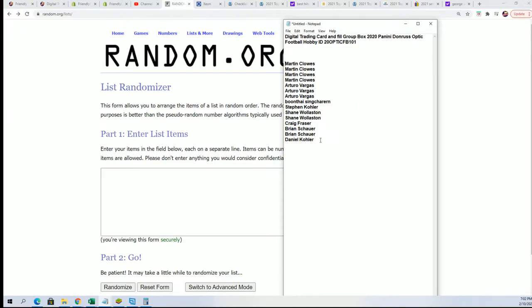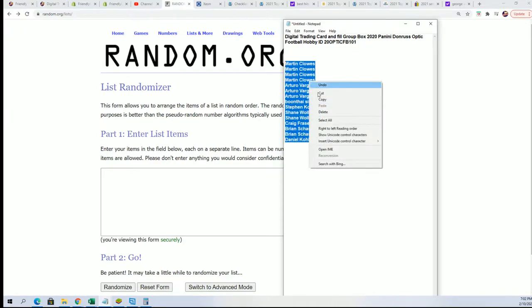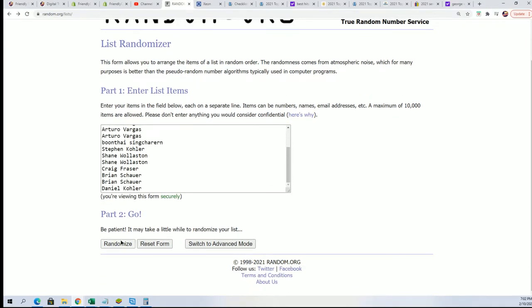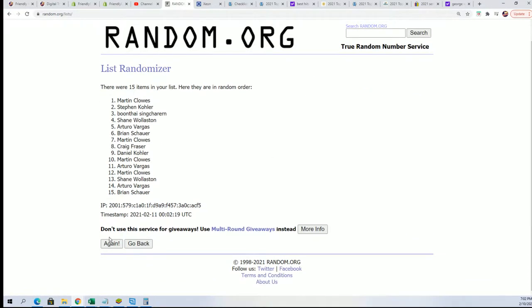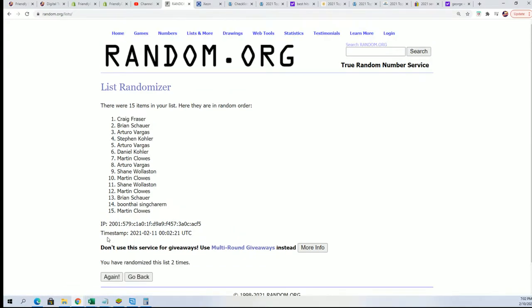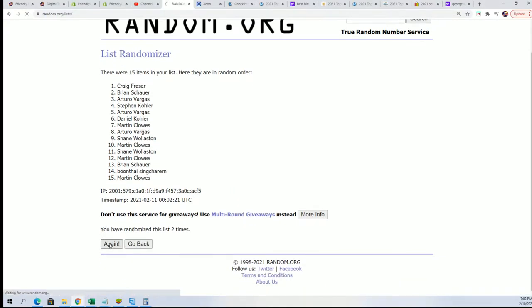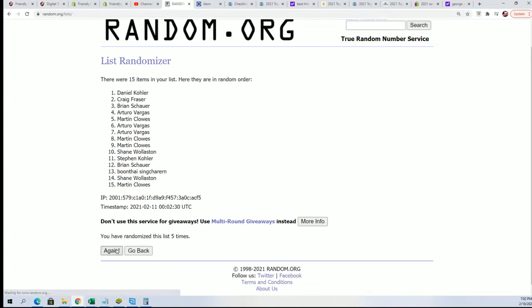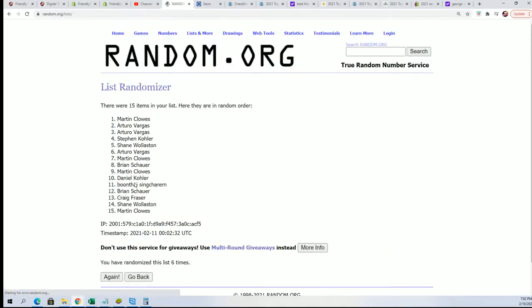So these are the 15 owners, and five will get into the break for $20.99. Seven times we randomize, and we'll look for the top five. Lucky number seven.